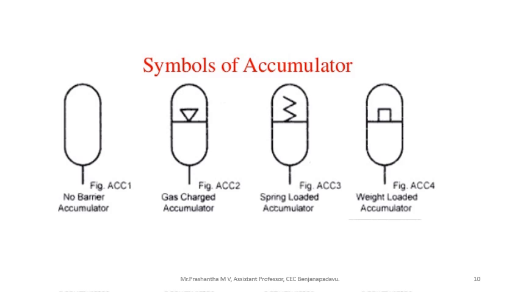Symbols of accumulator. Diagram 1 indicates a simple type of accumulator. There are no barriers. Okay, a simple type of accumulator.